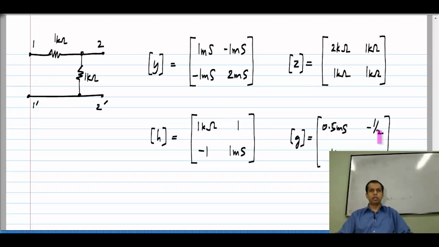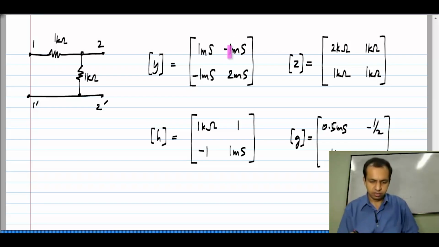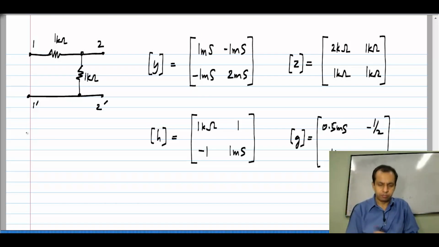Now, the interesting thing here which you may have noticed is that the off diagonal elements, that is Y12 and Y21, are equal to each other. Similarly, Z12 and Z21 are equal to each other. And if you look at the other two parameters, H12 is not equal to H21, but H12 is exactly minus H21. Similarly, G12 is exactly minus G21.